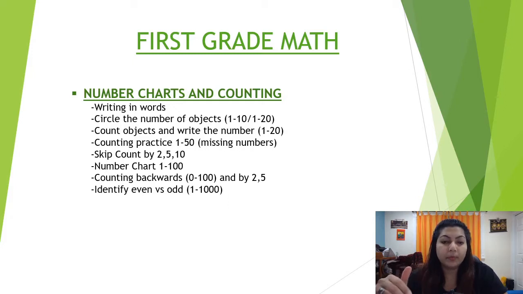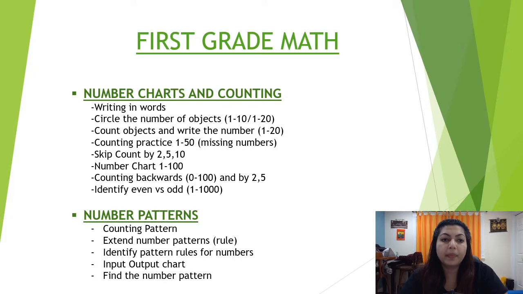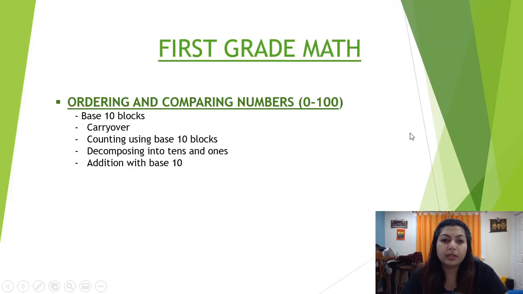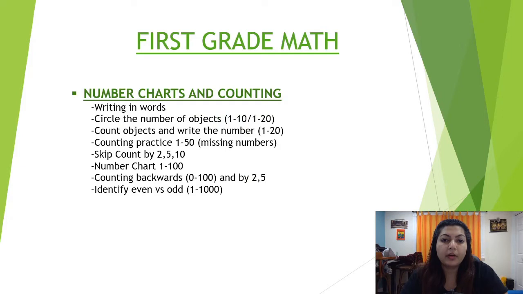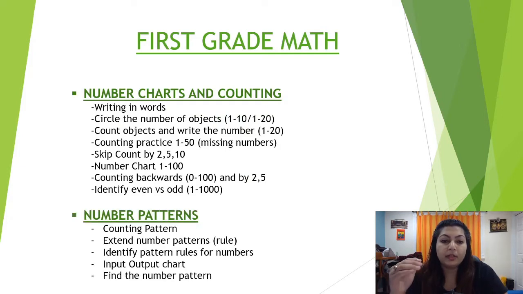And we need the number chart, like basically filling in the missing numbers, and the same thing we do in a pattern, like counting backwards, and even versus odd numbers comparison. And then we do skip counting, where we extend the number rule, like finding the rule, like if the number pattern is skipping by 2 or skipping by 5 or skipping by 10. And then input output, like you give an input and then what will be the output, considering, like say it is skipping by 2.